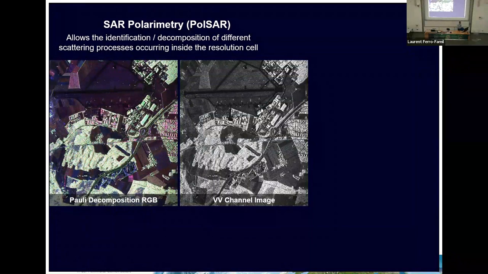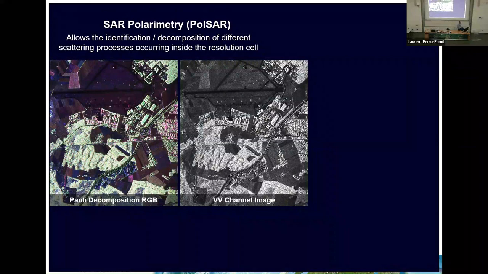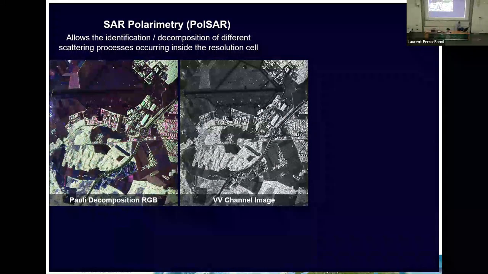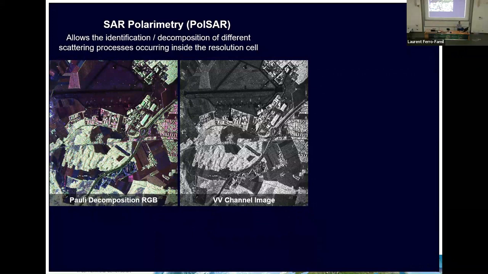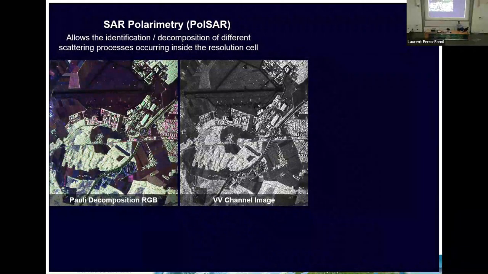So, in principle, this is a Pauli decomposition. What they have is a mixture between surface scatterings, dihedral scatterings, and in general also something a bit more complicated. But of course, this is just a representation. As I said, you can take these images, apply the decompositions, and with it separate the scatterers, but still inside the resolution cell.